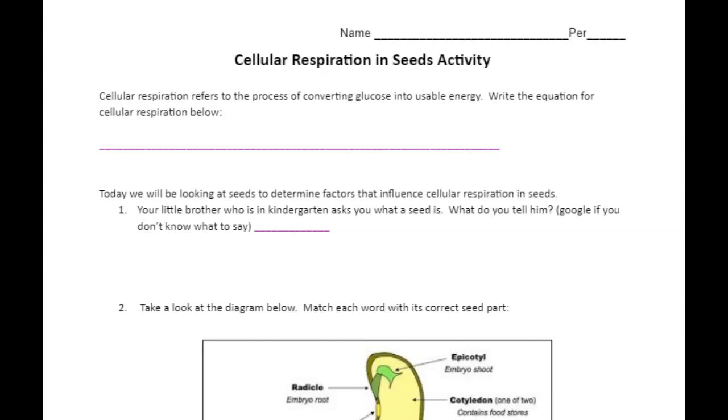All right, let's take a look at this activity. We're going to do some of the first parts together. So the first thing you need to do is write the equation for cellular respiration. We're talking about, do seeds do cellular respiration? We're going to look at a couple different types of seeds here.